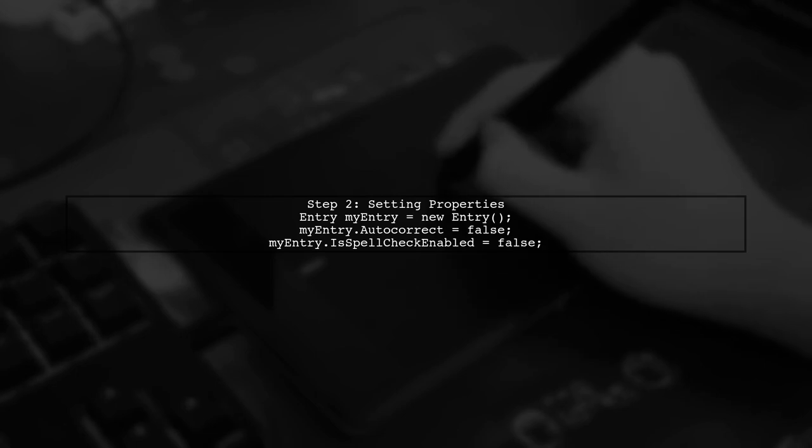To disable autocorrect and spell check on the entry component in Xamarin Forms, we need to set specific properties on the entry control. The properties we will use are autocorrect and isSpellCheckEnabled. Let's set these properties to false.